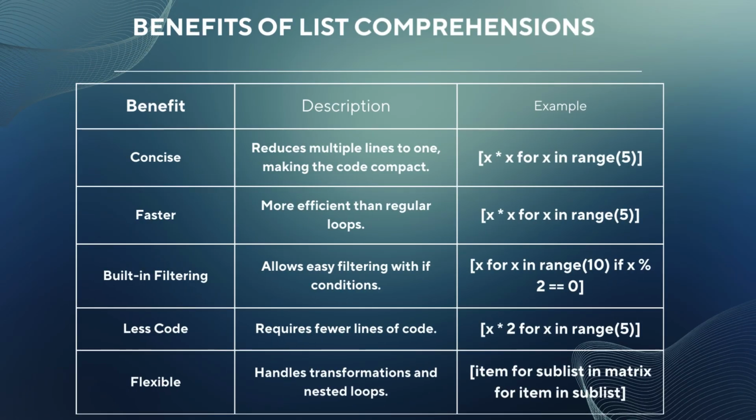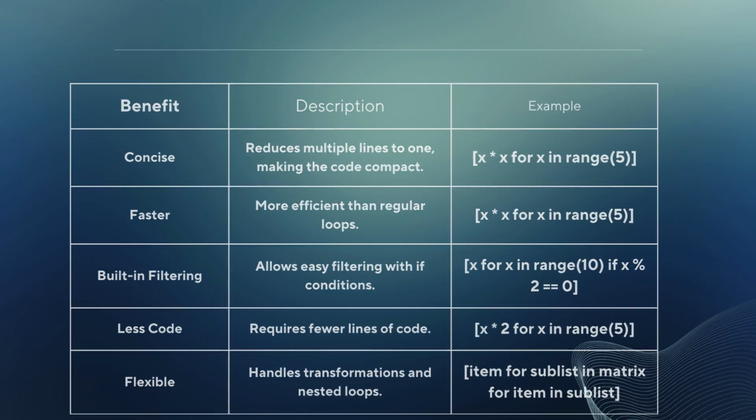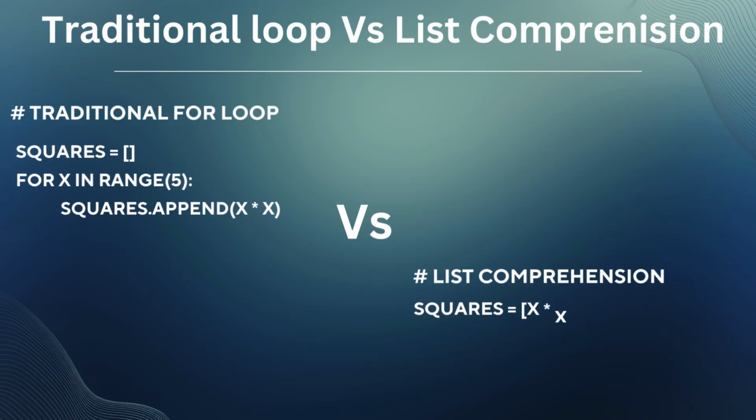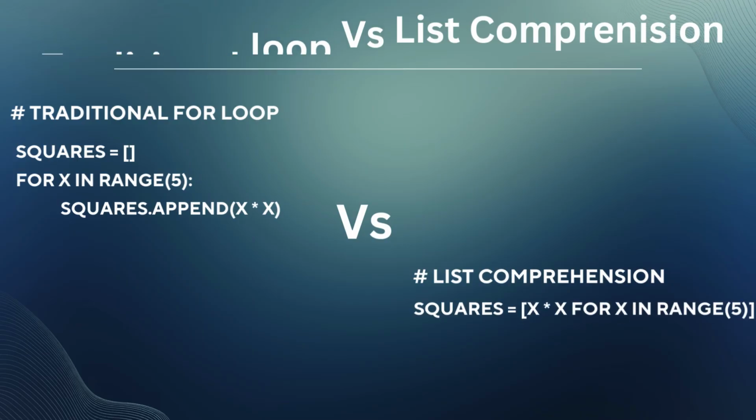List comprehensions are not only shorter, but also faster than traditional loops. They are a great way to reduce the number of lines of code and make your code more Pythonic.